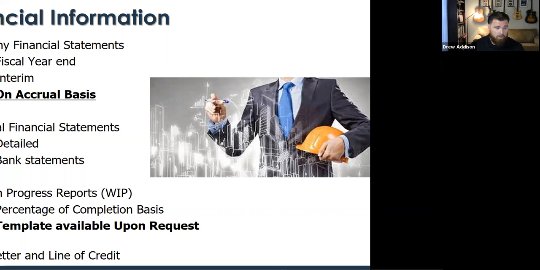And then it's also really important on how you run your business, how you run your projects. A percentage of completion WIP tells a lot about how your projects are performing and what your processes are doing along the way. And lastly, a bank letter and especially a line of credit.